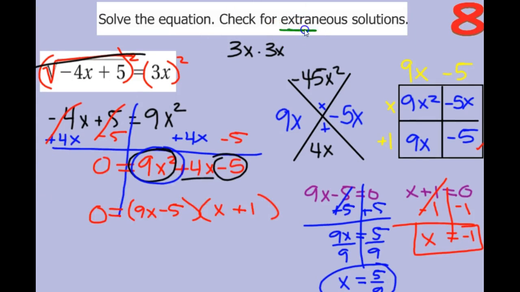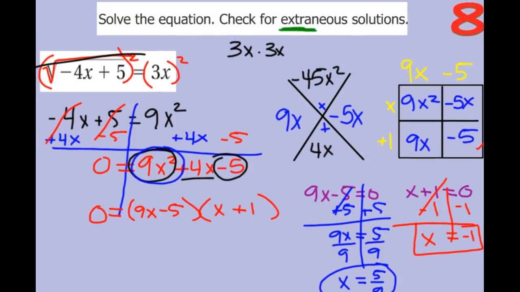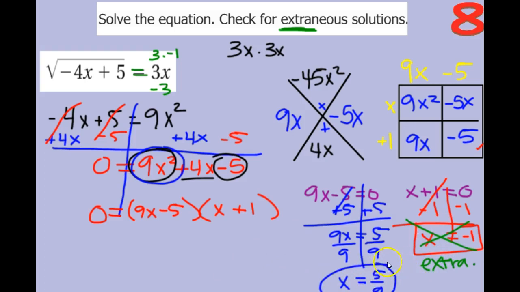However, it says check for extra or extraneous answers that might not work. So we have 5/9, we have negative 1. Always double check your negatives. If this was my original equation, and I have a negative 1, 3 times a negative 1 would be a negative 3. You can't have a square root equal to a negative number, so I know this is an extraneous or an extra answer that we don't need. So the only answer that might work is 5/9.